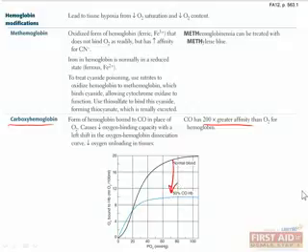On top of this, there is a left shift, you can see over here slightly, in the oxygen hemoglobin dissociation curve, which means less oxygen offloading in the tissues.